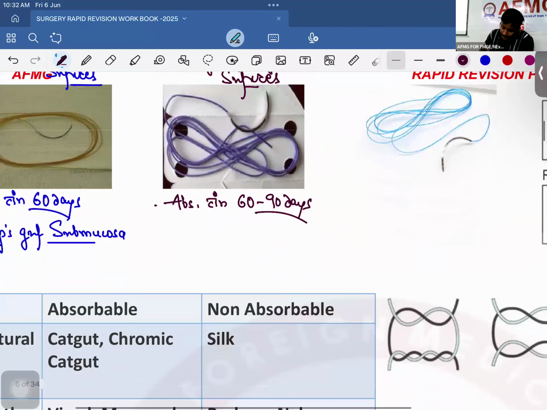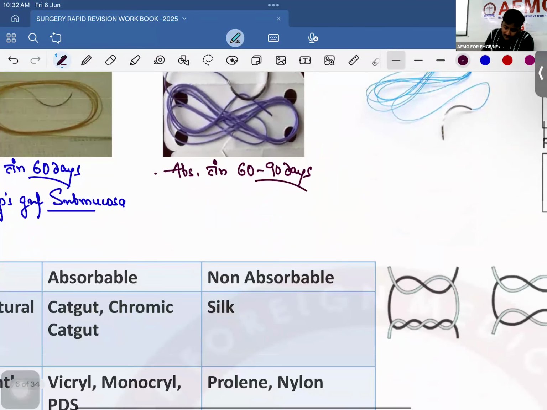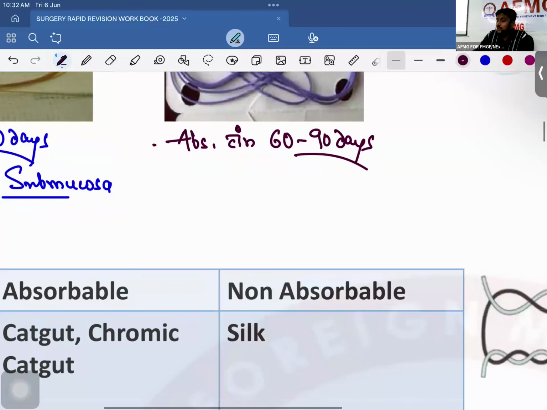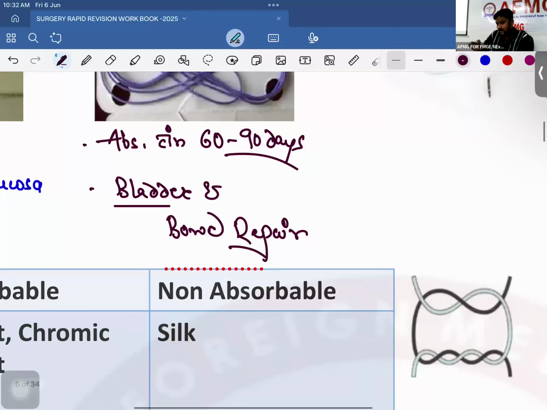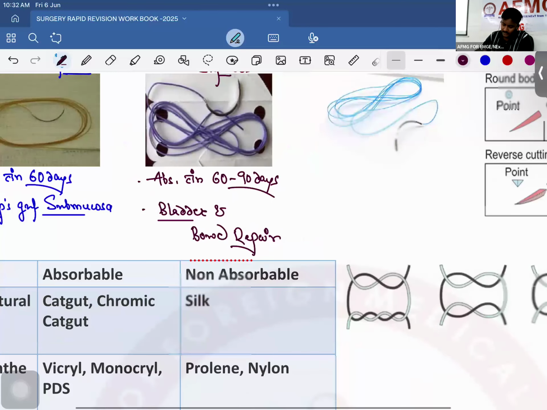Next important, if they ask you where Vicryl suture is used, tell me, it is used for skin suturing or visceral suturing. Visceral means internal organs, beta. We know there was a previous year question: for bladder and bowel repair, which suture is used? So for bladder and bowel repair, beta, the best suture to be used is Vicryl. So for all the internal organs like the bladder and bowel, the best suture is Vicryl.